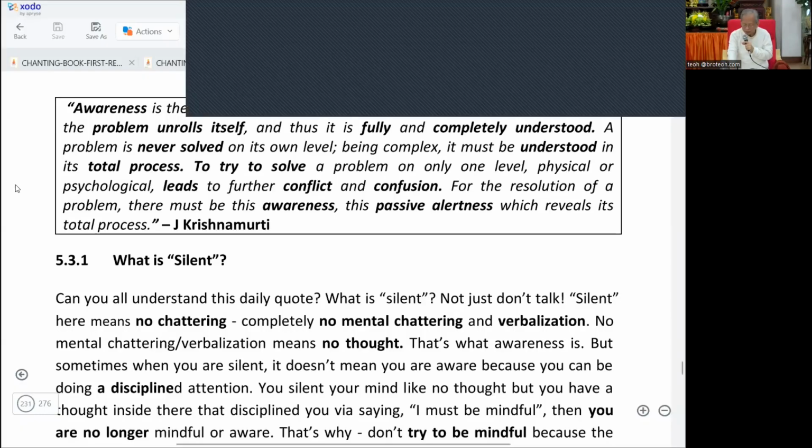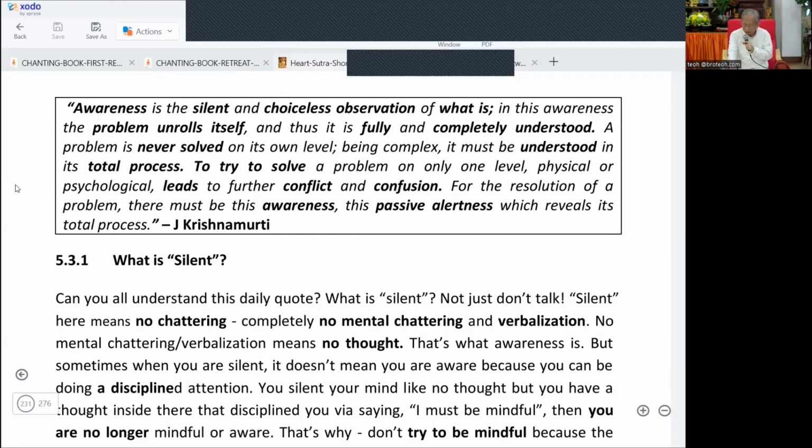So when it comes to psychological memory, you have to be very careful where it creates problems, leading to further conflict and confusion. So you cannot solve a problem on only one level, physical or psychological, without leading to further conflict and confusion. For the resolution of a problem, there must be, read the word, awareness. This awareness, this passive or choiceless alertness, understand? It reveals the total process.